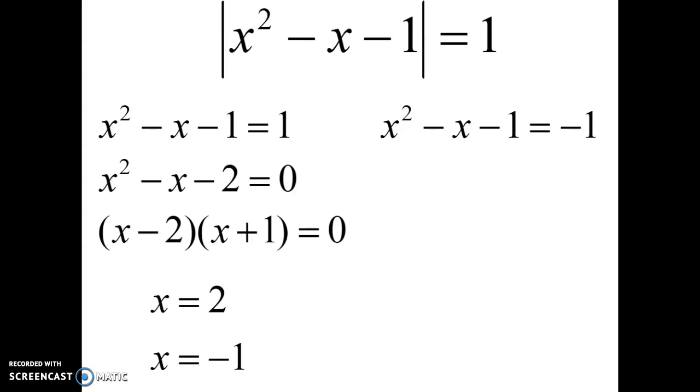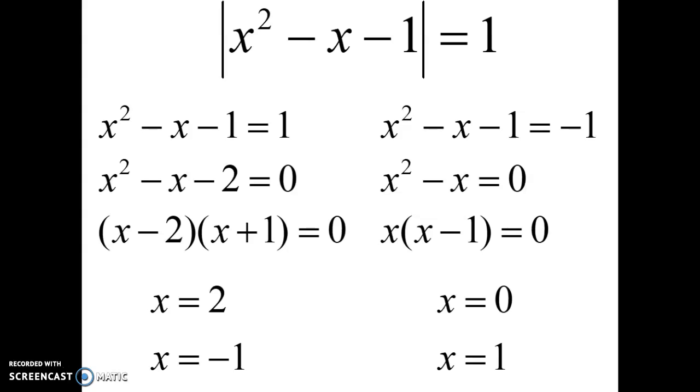All right, next what you're going to do is the other side. So this time you're going to add 1 to both sides, and you're going to end up with x squared minus x equals 0. So this is a different kind of quadratic. This is where you can just take the greatest common factor of x out of both terms. So you'll have x and then x minus 1. Set both those factors equal to 0, x will equal 0, and x will equal positive 1.